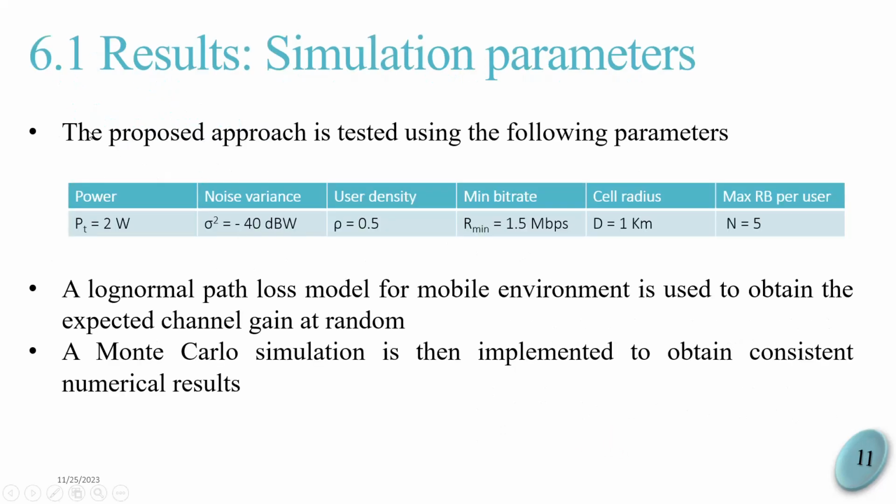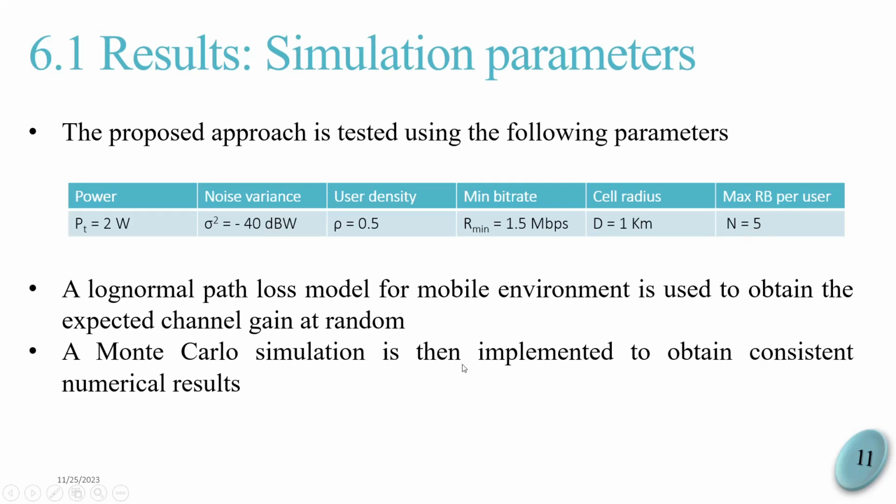For the results of the simulation, we are going to test the proposed approach using these parameters. For the total power, we have 2 watts. For the noise variance, minus 40 dBW. The user density parameter is considered to be 0.5. The minimum bit rate is 1.5 megabit per second. The cell radius is 1 kilometer, and the maximum RB per user or per location is 5.